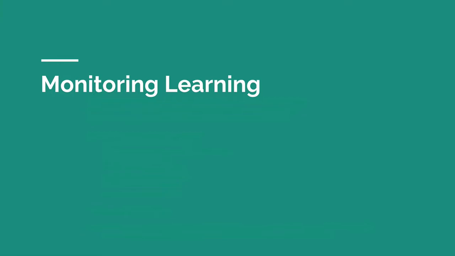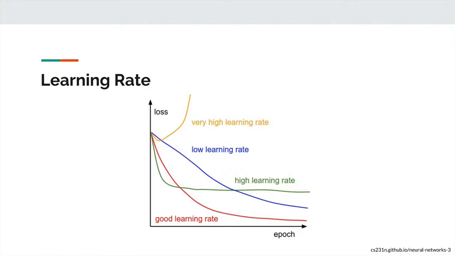In this video I want to discuss some steps that we can take to monitor how our network is actually learning. There are two different things that we want to plot here. We want to plot the loss and the accuracy, on the training set as well as the validation set. And we'll be discussing all of this as well.